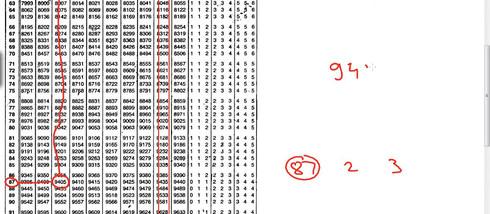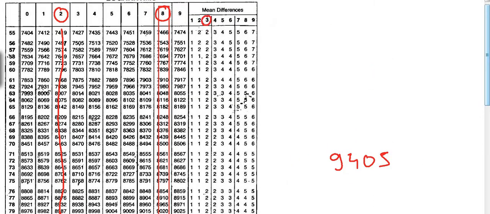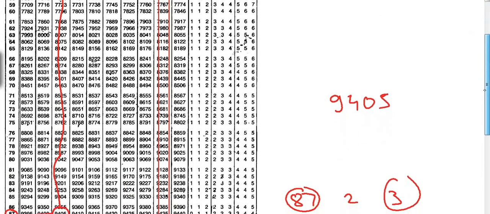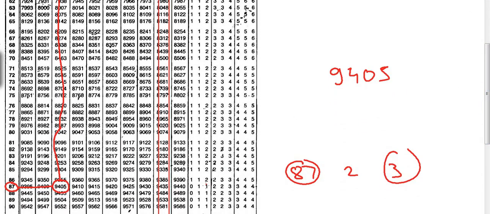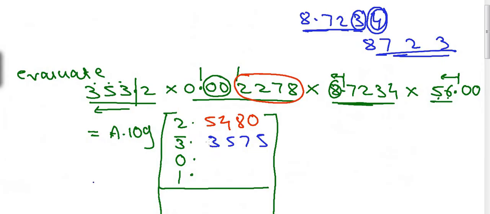9405. And the mean difference corresponding to 3. So this is 3, the mean difference. Now take its intersection with 87. So the mean difference is 1. Add 1 to it. So 9406 is the mantissa for 8723. We'll write it here. 9406. And now let us find the log of 56.